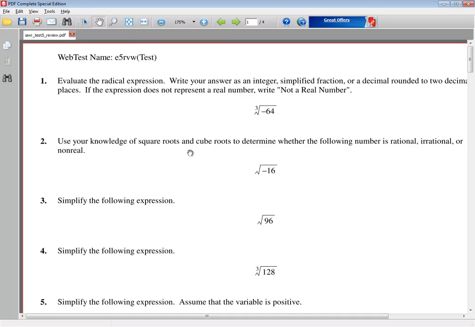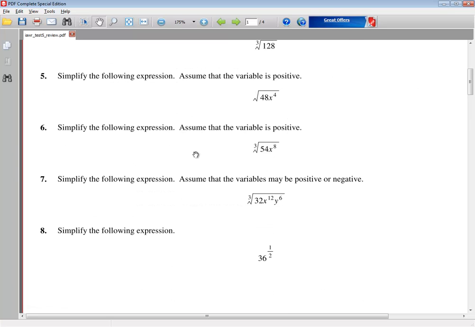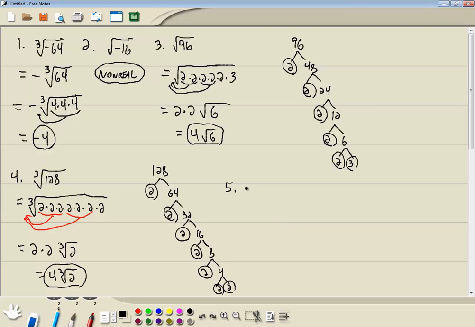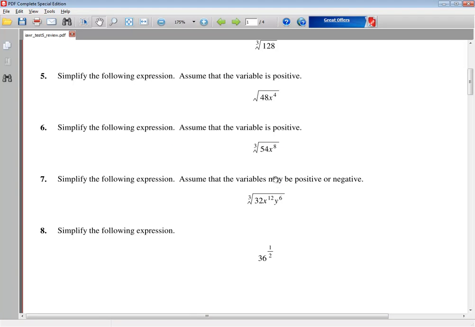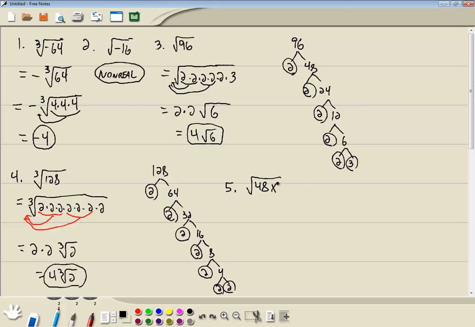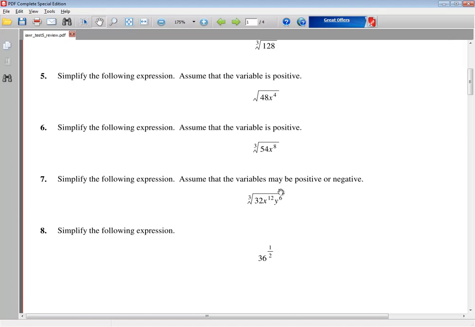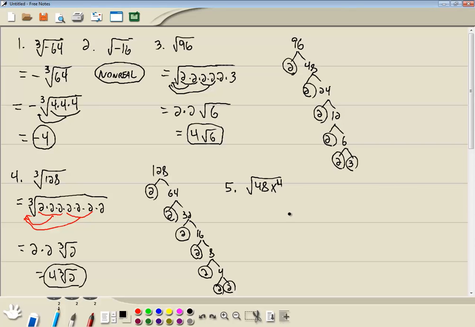Okay, number 5. Simplify the following expression. We got square root of 48 x to the 4th. Okay, well, let's do our prime factorization. 48 is 2, 4, 8, 16 times 3, and 4 x's.